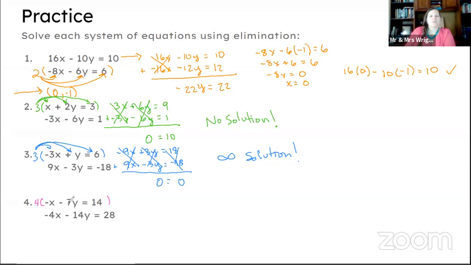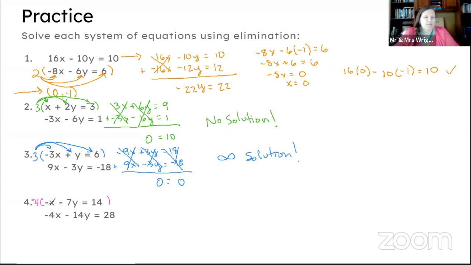You could go and multiply by a positive 2 if you wanted to, or a negative 2, excuse me, and that would get rid of that 14y. You'd get rid of your y's. But I prefer to use the ones that do not have a coefficient.